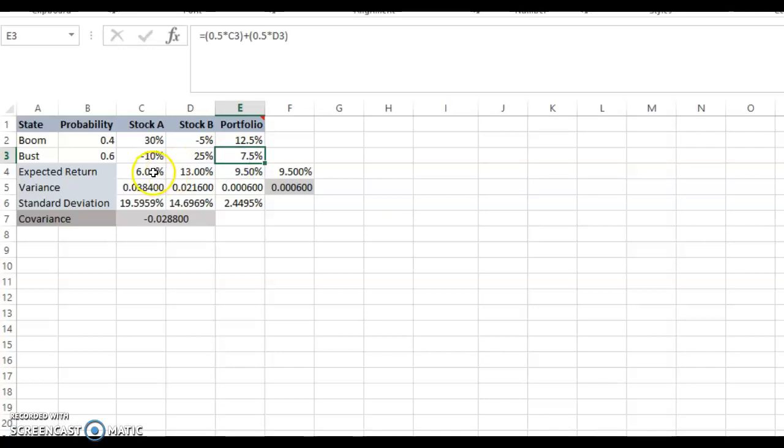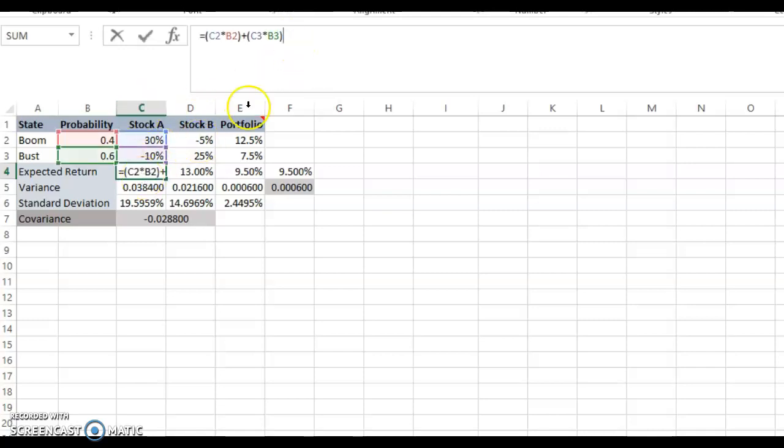Now how do you get the expected return? So we look at the answer for the first part here, or A, from the slide. So expected return for stock A, how do you compute this? It is actually this multiplied by this plus this multiplied by this. You get 6%. Note this. This is the answer.